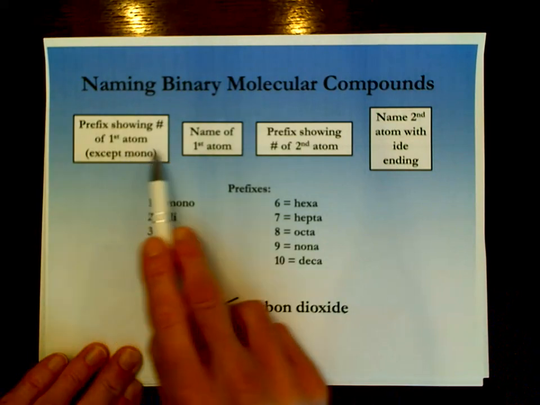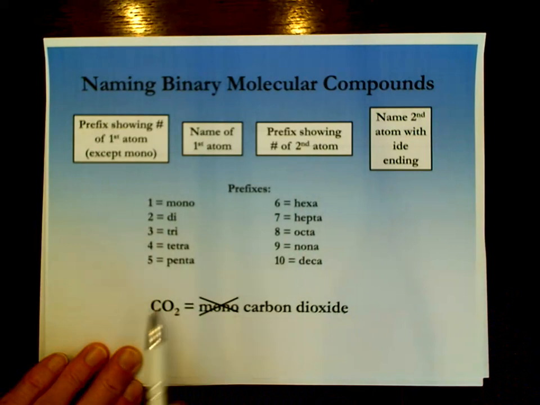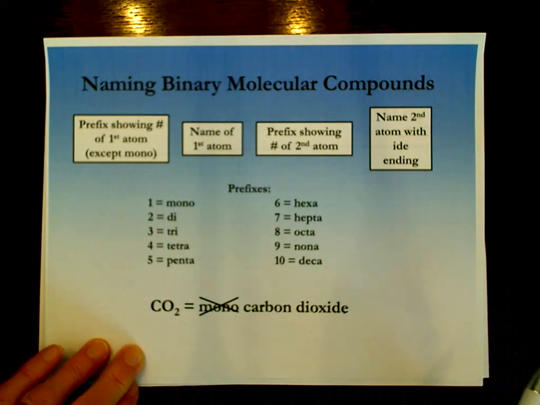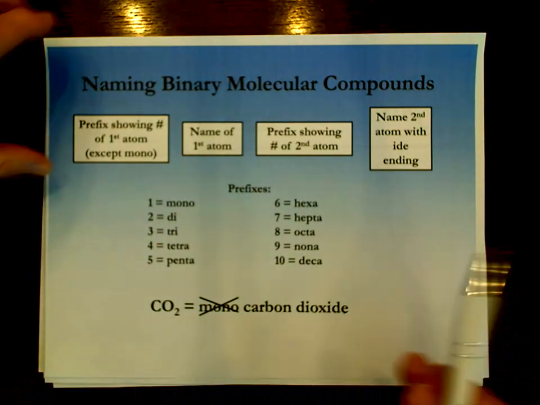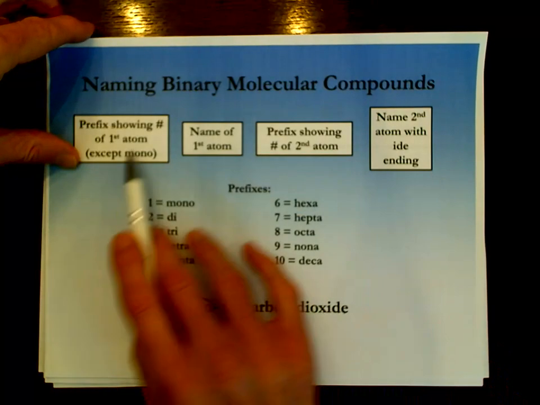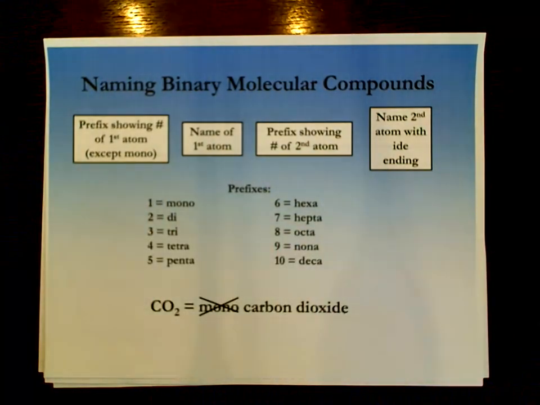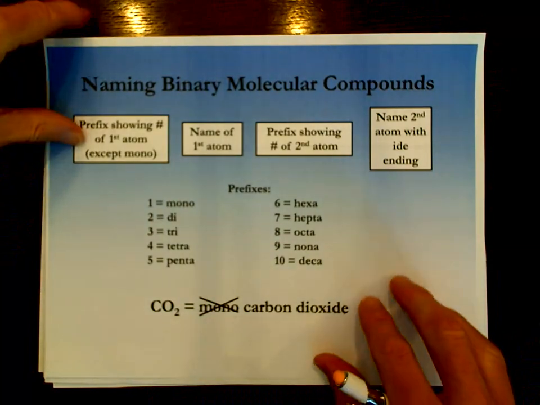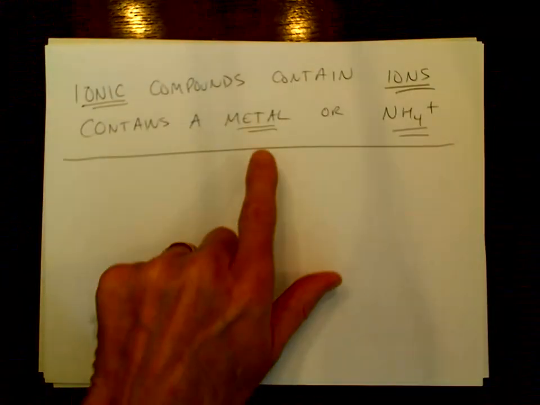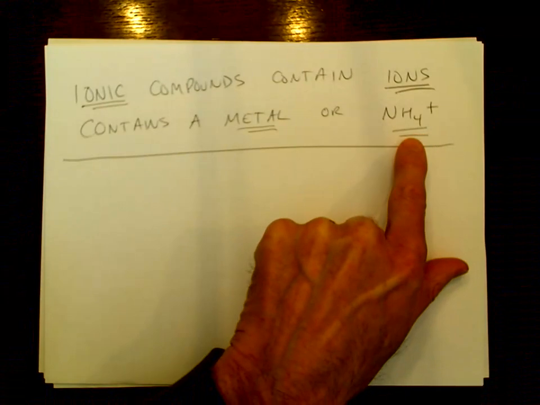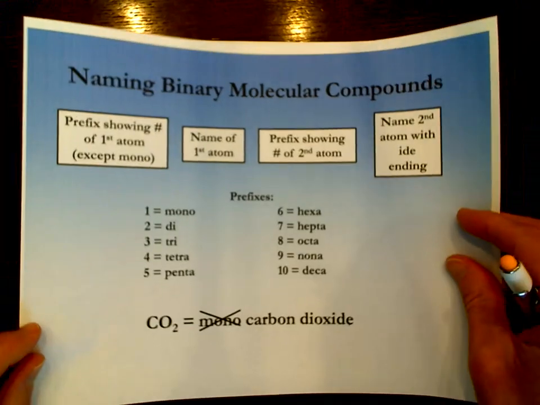We follow these 4 steps, and we would end up calling it carbon dioxide. And that's pretty much it. And so using this system, when you see a molecular compound, what is a molecular compound? It doesn't contain a metal. It doesn't contain the ammonium ion. Then we're going to use this system here to name the compounds.